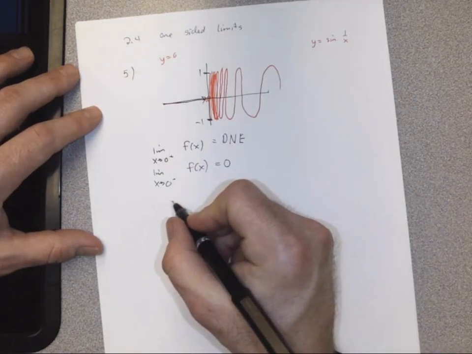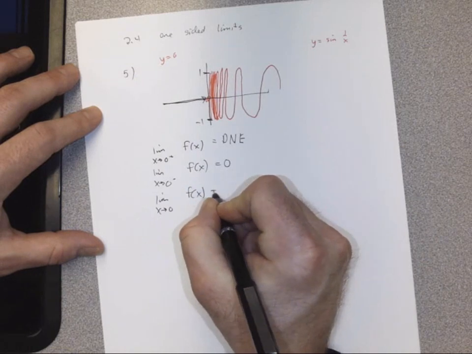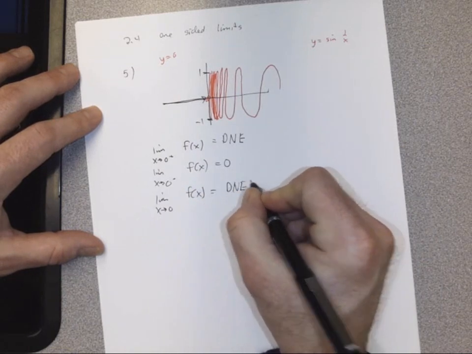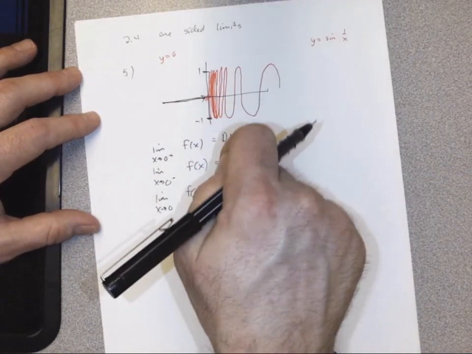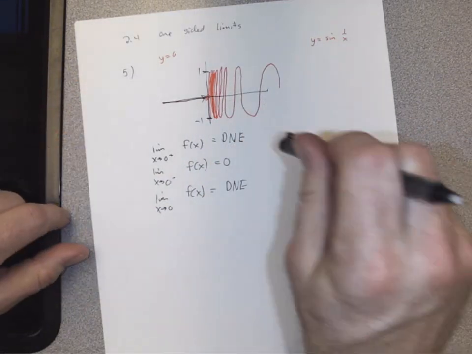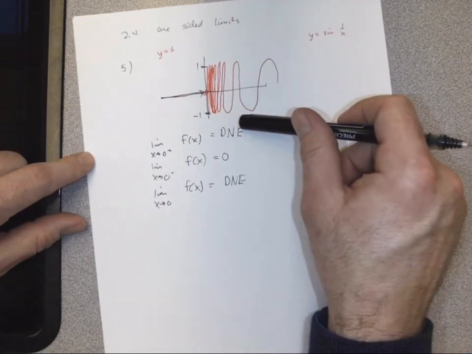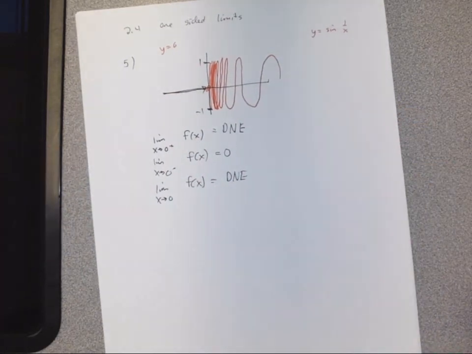So does the limit exist? Does the limit as x approaches 0 of f of x exist? No, this does not exist, because for it to exist, you guys agree they both have to exist and they have to be equal? Does that make sense? So your right-hand and your left-hand limit have to exist and they have to be equal. So since that doesn't exist, the limit doesn't exist.